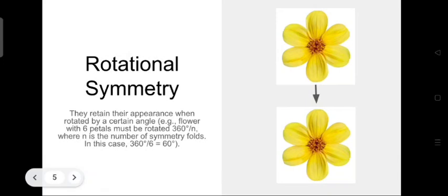For example, a flower with 6 petals must be rotated 360 degrees divided by n, where n is the number of symmetry folds. In this case, 360 degrees divided by 6 equals 60 degrees. So if you rotate this image by 60 degrees, or a multiple of that, the result will be identical to the original image before the rotation.